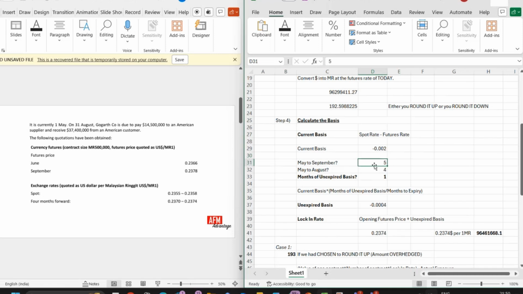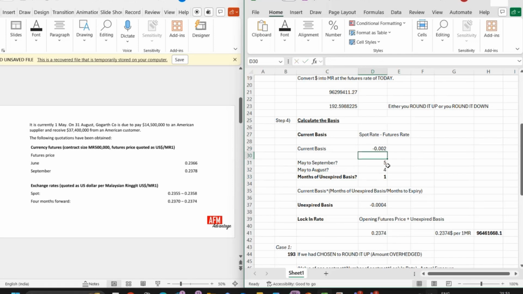Then we can simply piece it together, right? So May to September is 5 months, May to August is 4 months. So the months of unexpired basis, right? What is basis? Basis basically reduces linearly. At the end of the futures cycle, the difference between the spot rate and the futures rate will be zero. So we are assuming that the basis will be reducing linearly to zero, right? That is the underlying logic behind it. So this will give us our months of unexpired basis.